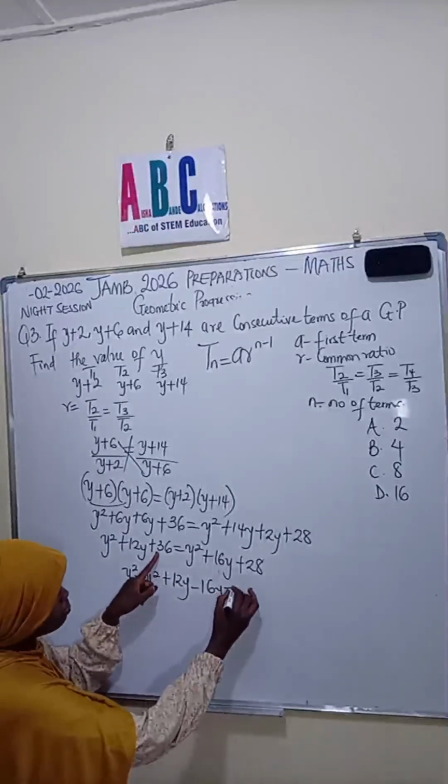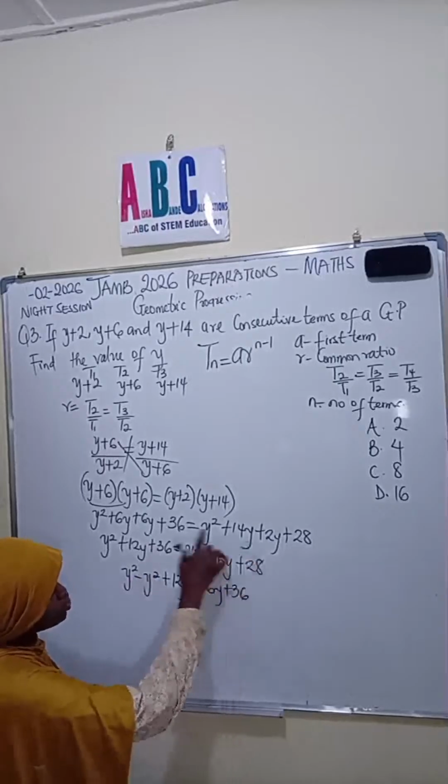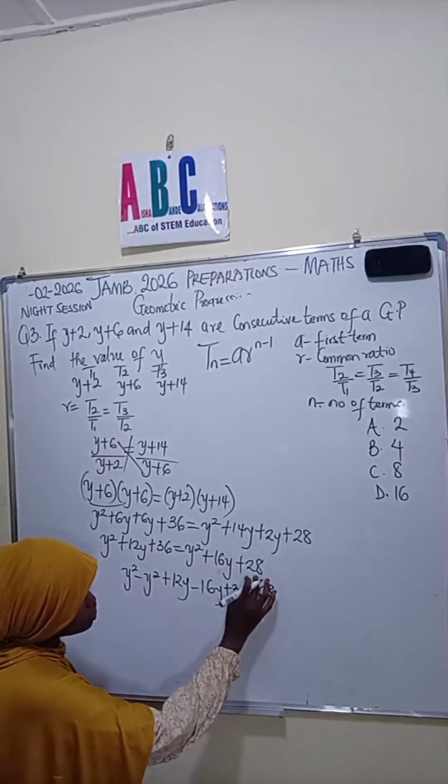16y, then plus 36, plus 28 crosses to become minus 28.